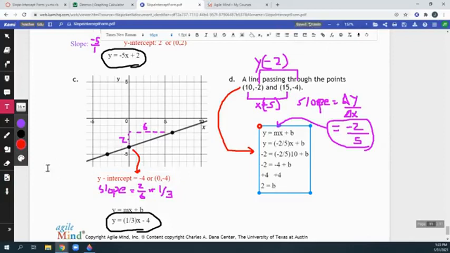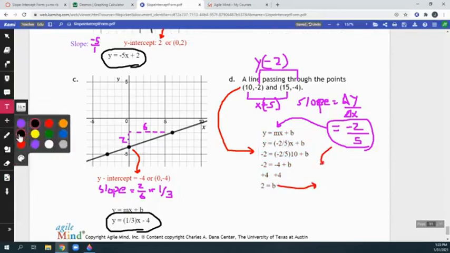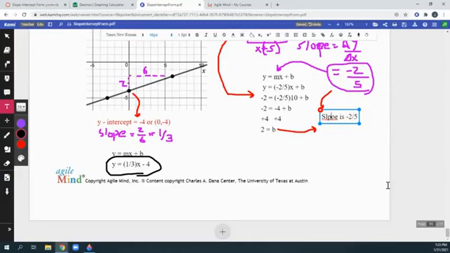So I have my slope. Oops, I didn't want to do that. Slope is negative 2/5. So I can't spell. Intercept is 2. Y equals negative 2/5 x plus 2.